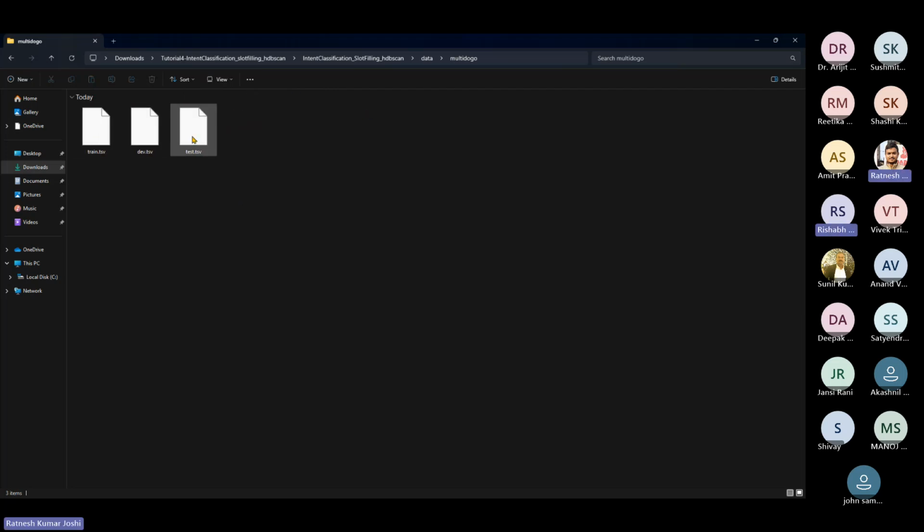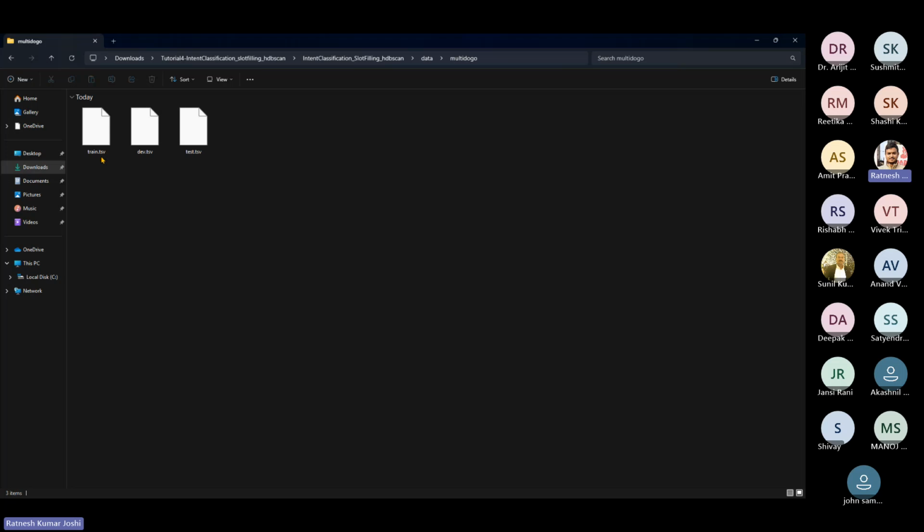Train, dev, and test. Right. So train is used to train the model. Dev is used to evaluate or test the model while the training is going on. And once the entire model has been trained, we use the test set to get the real world performance of the model. Right. The .tsv extension is for tab separated values.